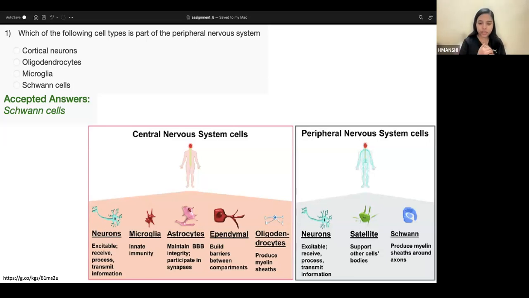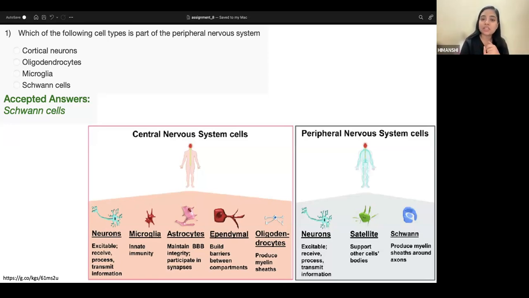Okay. Then astrocytes. Astrocytes maintain the blood-brain barrier integrity. They participate in synapses. Then ependymal cells. Ependymal cells build barriers between compartments. I guess we haven't discussed much about it, so we'll keep this discussion for some later period, and if not, you can read by yourself about the function of ependymal cells. And then oligodendrocytes, they produce the myelin sheath. We have seen this in the previous week's lecture, correct?